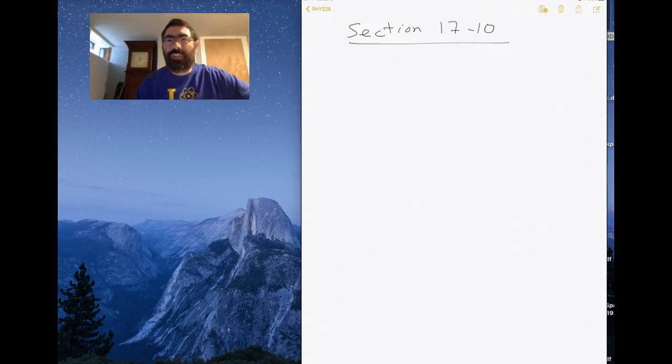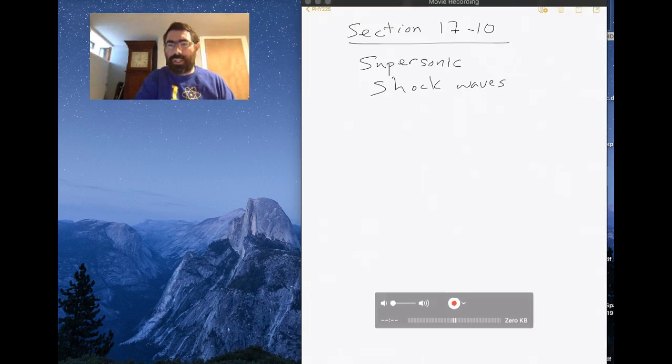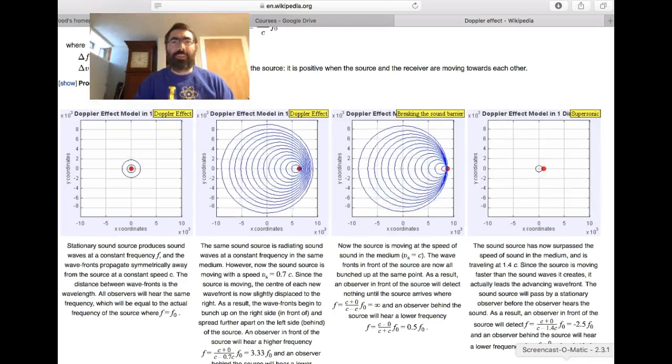Okay, so in section 1710, I'm going to talk about going faster than the speed of sound, so going supersonic, and then also talk about shock waves. So I'm actually going to pull up Wikipedia, which has a pretty good graphic about this.